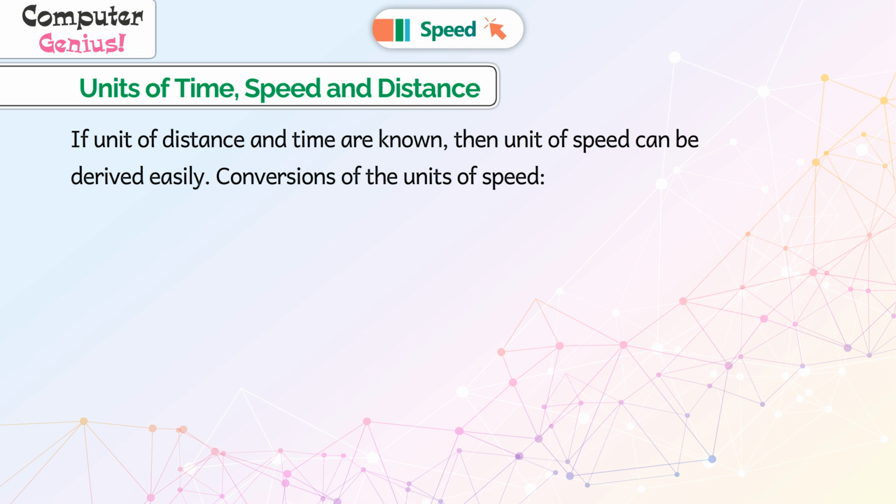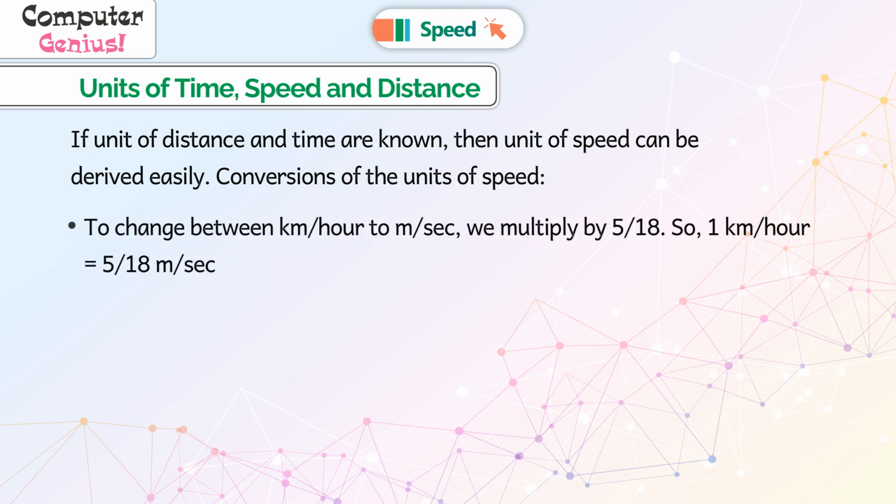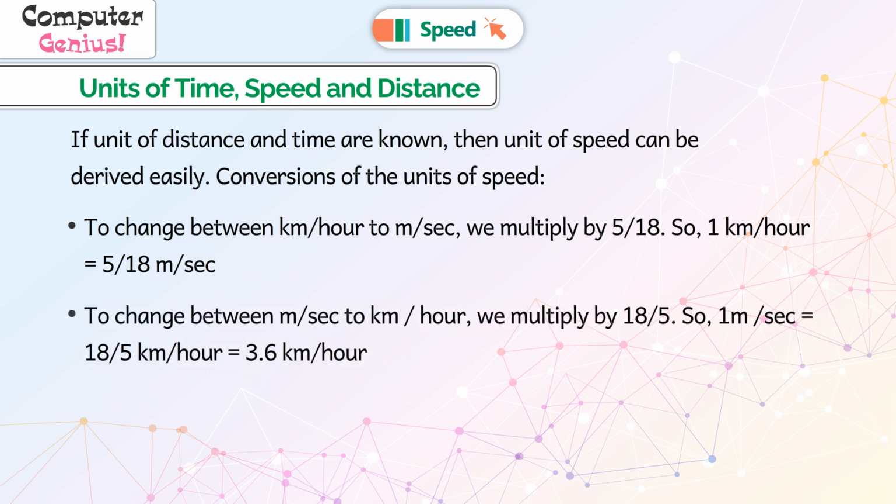Conversions of the units of speed. To change from kilometer per hour to meter per second, we multiply by 5/18. So, 1 kilometer per hour is equal to 5/18 meter per second. To change from meter per second to kilometer per hour, we multiply by 18/5. So, 1 m/s is equal to 18/5 kilometer per hour, which is equal to 3.6 kilometer per hour.